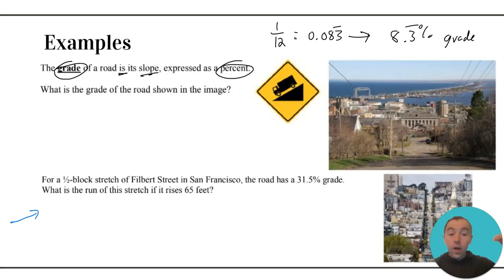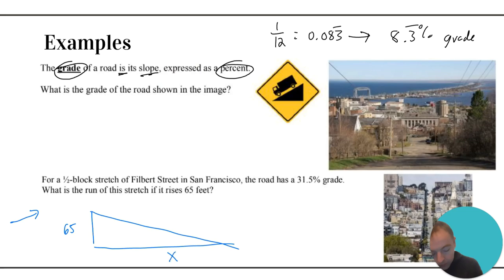But in the second problem down here, for a half-block stretch of Filbert Street in San Francisco, the road has a 31.5% grade. We wanted to determine what the run of this stretch would be if it rises 65 feet, right? So you have a half-block stretch of the road that goes downhill or uphill, depending on which direction you drive up it, right? And we know that it rises 65 feet. So right here, this is a 65-foot rise, but we don't know the run, and we want to try to figure that out, right?